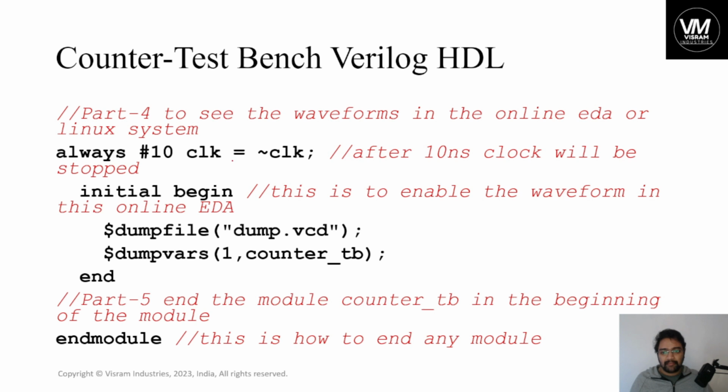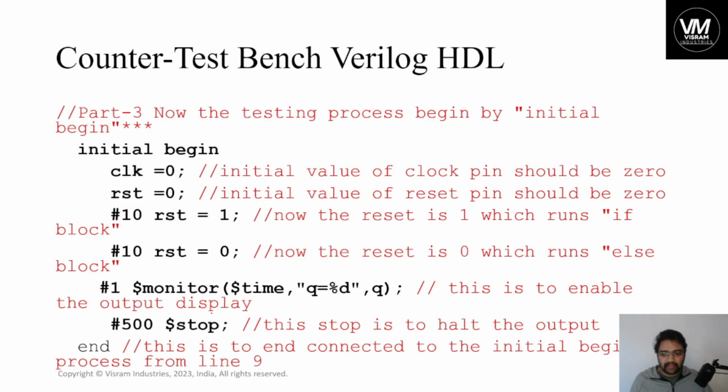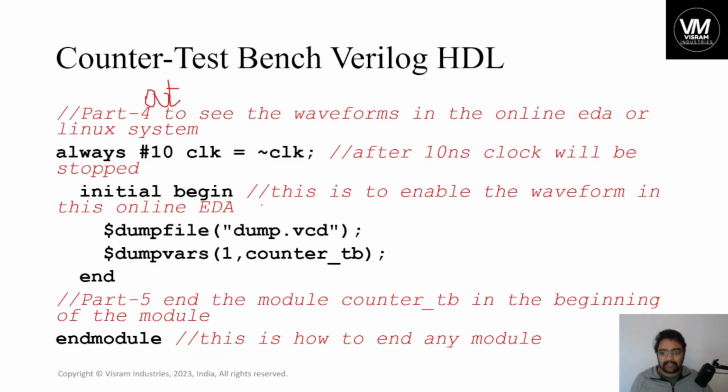Then coming to step 4, output. Now you have mentioned the output to monitor, to display. So you need to go to step 4 and declare this way. After 10 nanoseconds, the clock shouldn't be following the clock. It should be the negation of the clock. Hash 10 is nothing but after a certain amount of time.